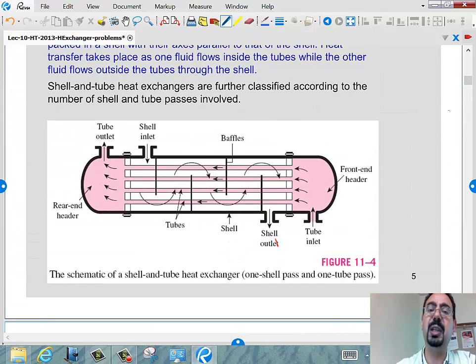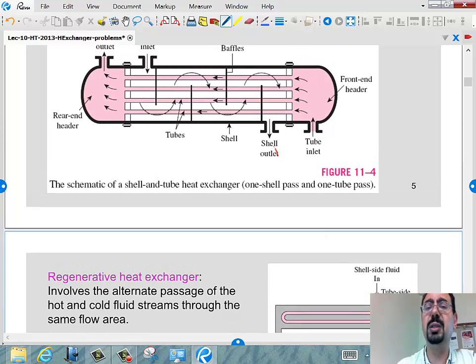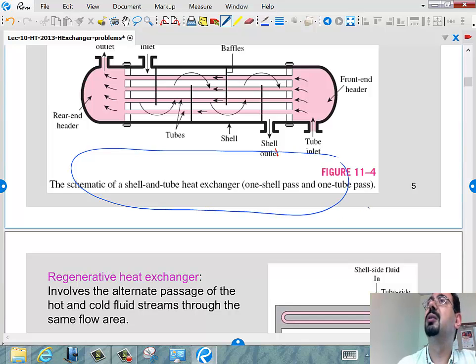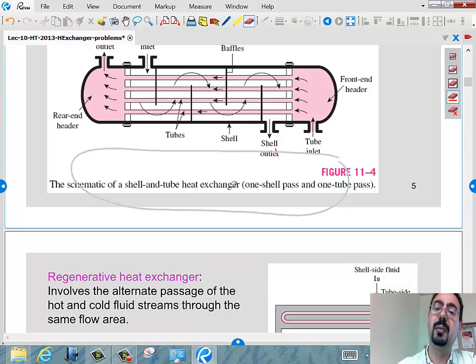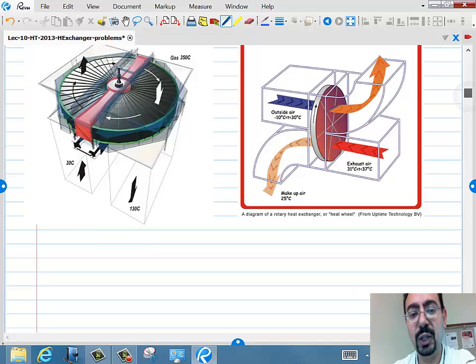In that sketch, the tube is actually just one pass, going in one side, leaving the other. Right? And you can have 2 shells also. How can you have 2 shells? After you finish the shell, there is another shell over here, where the steam will also go to the second shell. There are all those configurations.